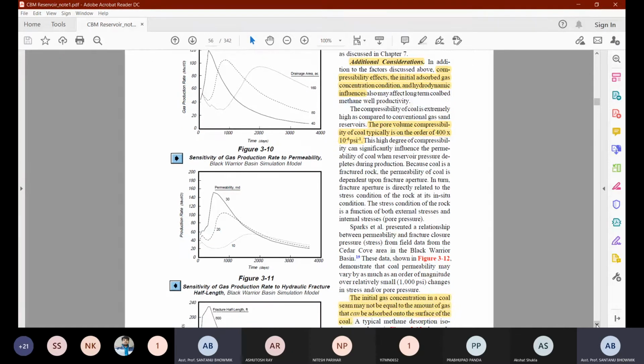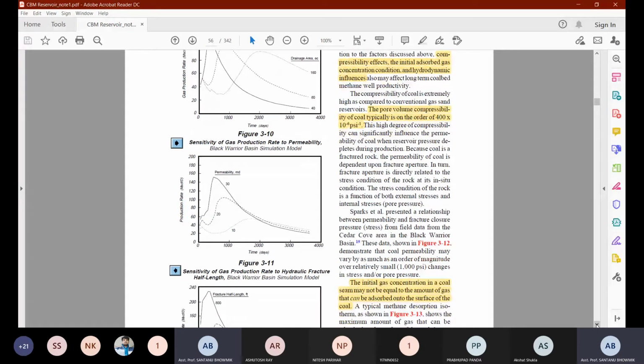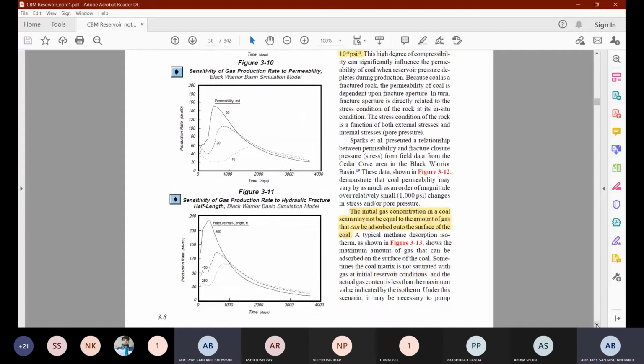The third graph, 311, is going to show us the sensitivity of the gas production rate to the hydraulic fracturing half length. Now, half length or full length is the length of the fracture. All of you know at this point what the hydraulic fracturing process or method is and why it is used. The concept of hydraulic fracturing is clear to all of you.